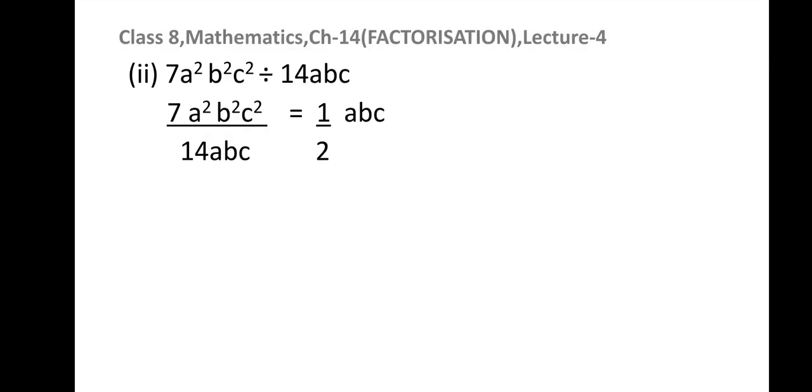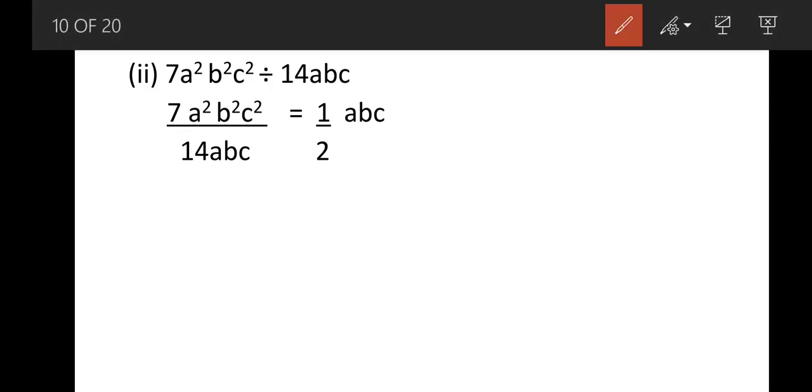Now coming to this second example. In the second example, I have not shown you the factors of this. You can show or you cannot show. It is up to you now. 7a square b square c square is your numerator, and you need to divide it by 14abc. You can cancel out 7 and it will be 2, so I have written 1 by 2. A raised to the power 2 is in the numerator, a raised to the power 1 is in the denominator. Then what will be left with us in the numerator? It will be a raised to the power 1. Likewise for b and c, it will be b raised to the power 1, c raised to the power 1.